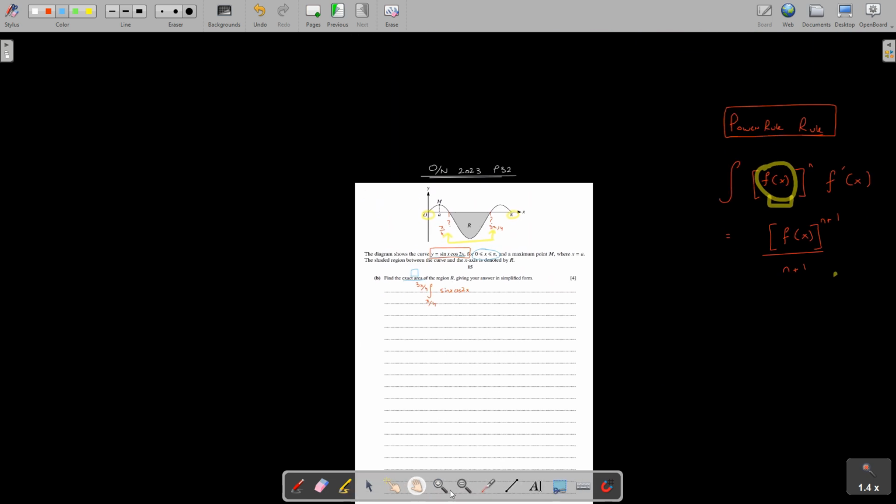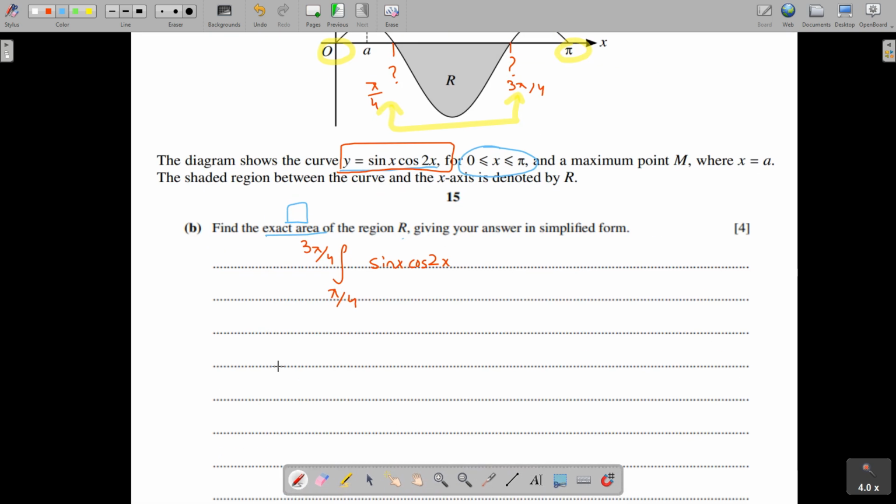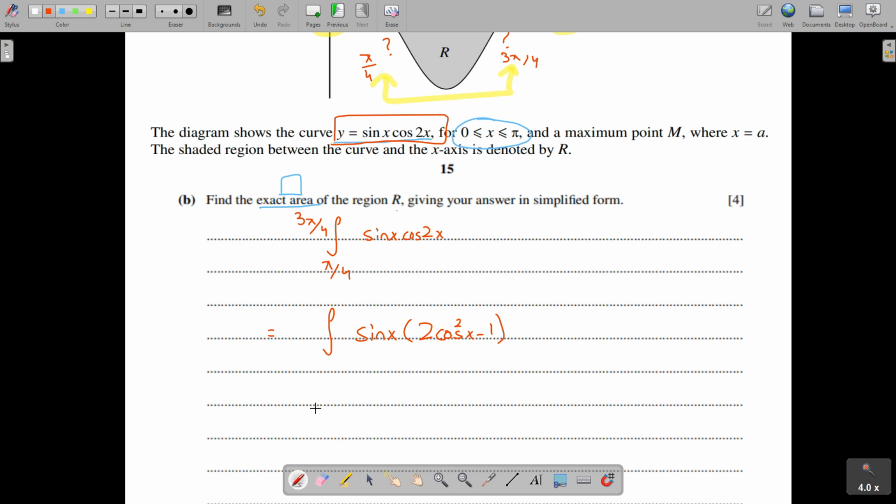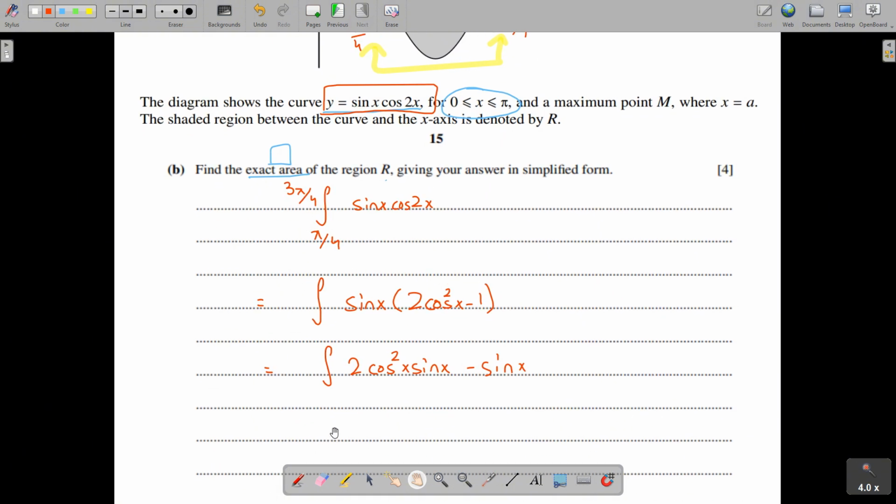So let's proceed with this integral again. Now over here, how will we convert this into the form that I was showing you before? Now for that, what you need to do is you need to substitute something instead of cos 2x. Now what will you substitute? Well, I think the best thing to do here is to substitute 2 cos squared x minus 1, which you can clearly see from MF19. Therefore this would become 2 cos squared x sin x minus sin x, right? Because I expanded the brackets.